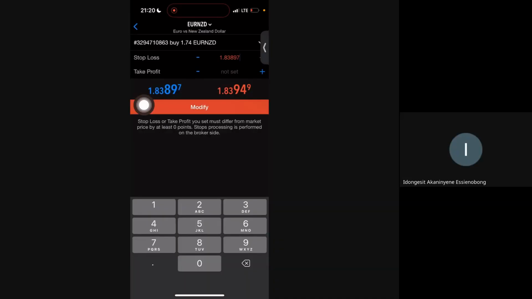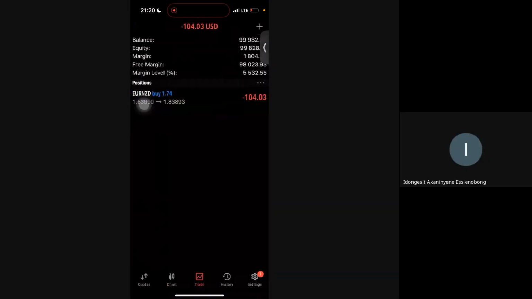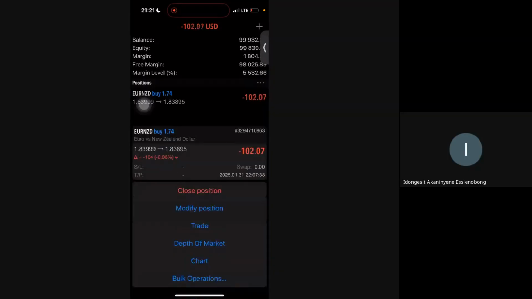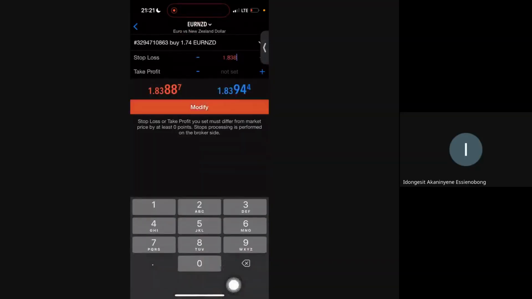If it was your old stop loss, edit it and put it in. I can't remember the digit though. Okay, this is 83999. Modify position. And then now we have brought our stop loss to our entry.